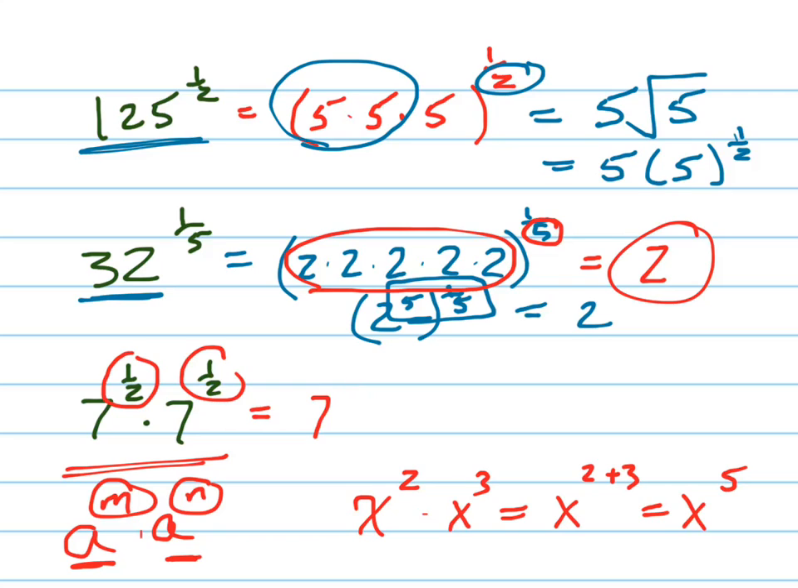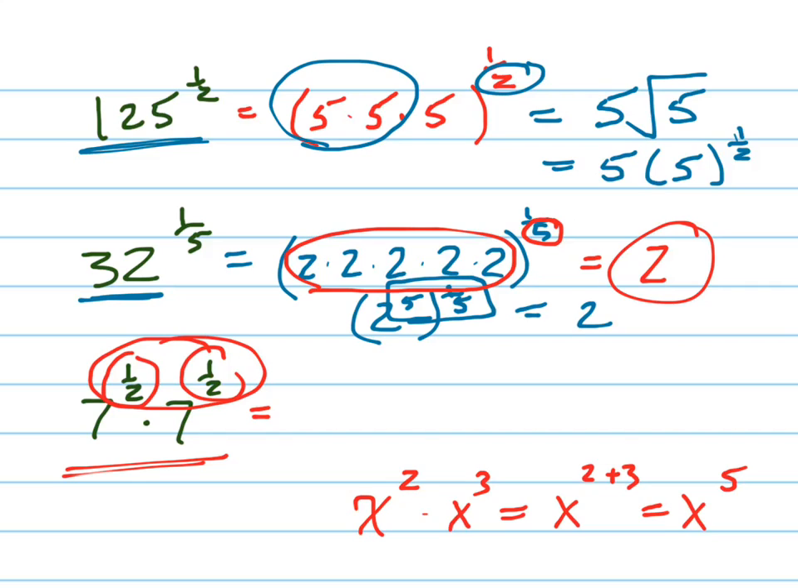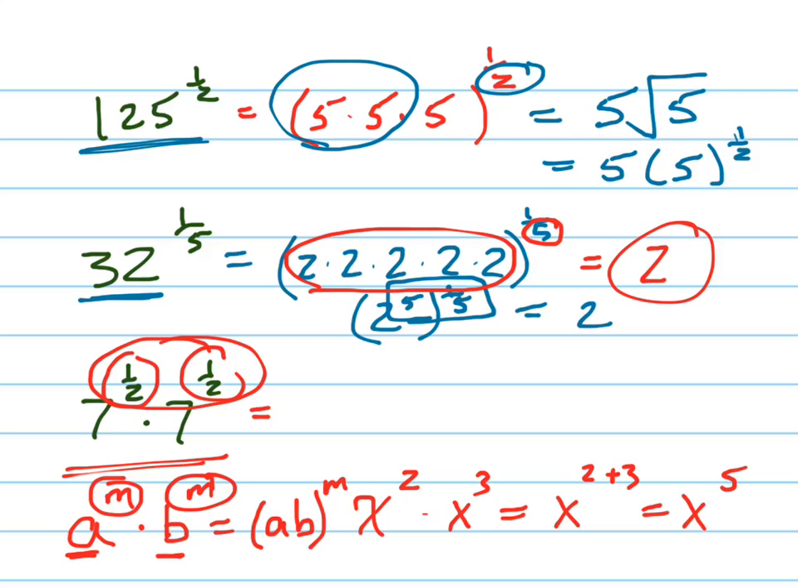That's the answer. Another way you could do this is, since these are both 1/2, I'm going to write a different formula now. If you have a to the m times b to the m, notice that if the bases are different but the exponent is the same, you could write a times b to the m. And so that's what I'm going to do. I'm going to write 7 times 7 to the 1/2 power.